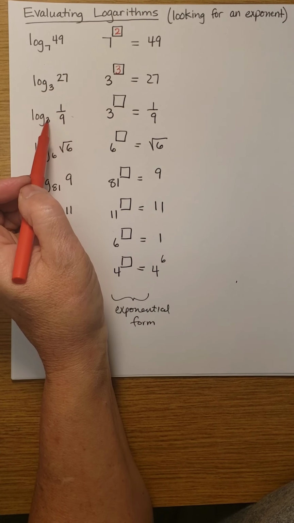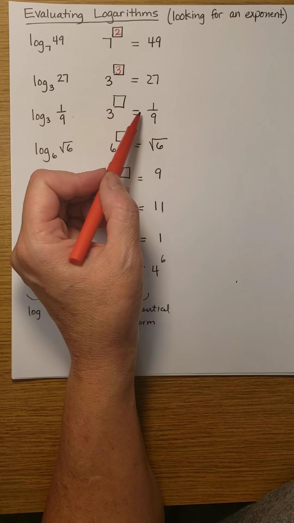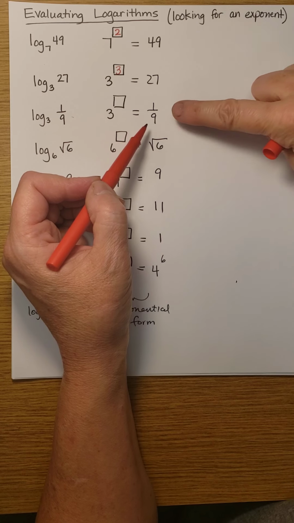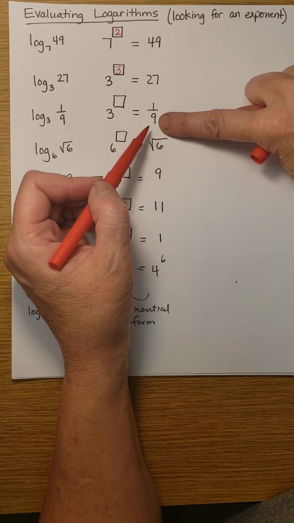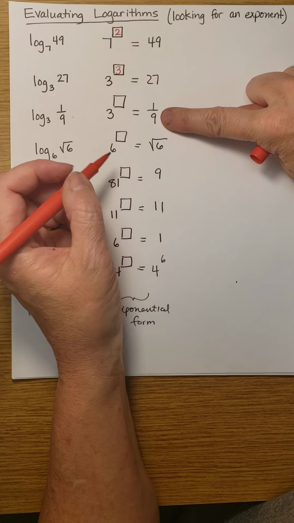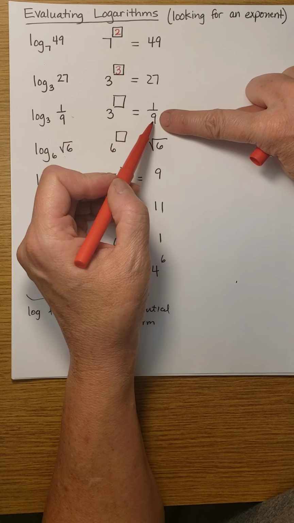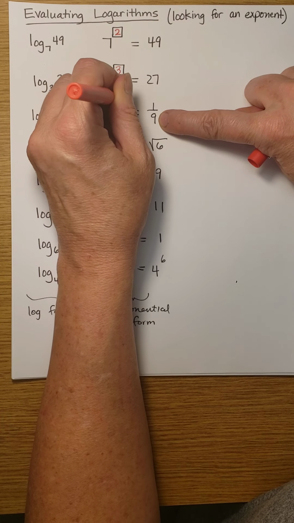What exponent on 3 will give me 1/9? Well, in order to get a fraction like this, the reciprocal, you need a negative number. And to turn a 3 into a 9, you need to square it. So this becomes -2.